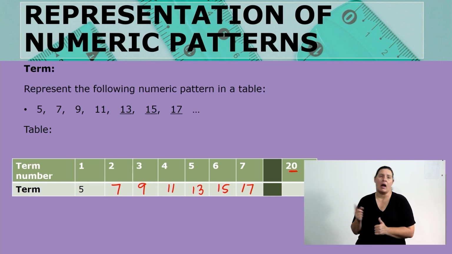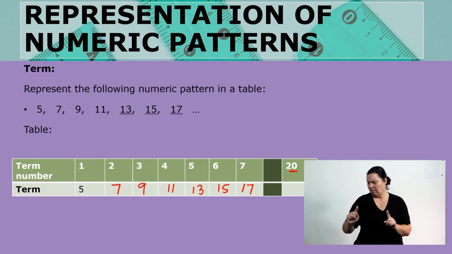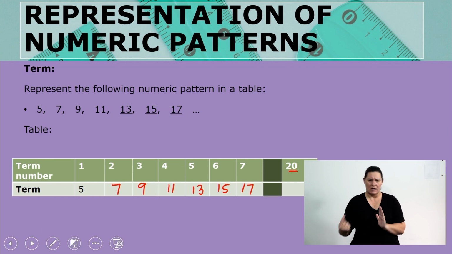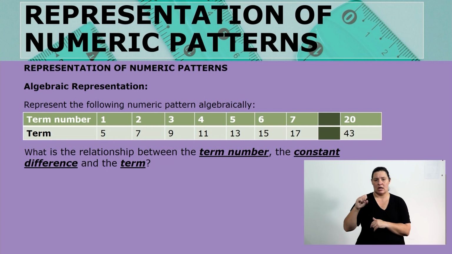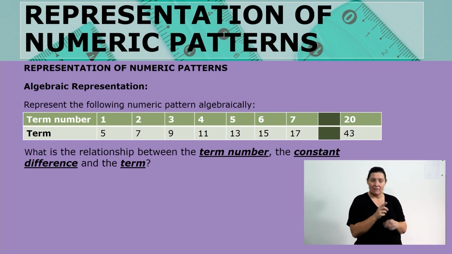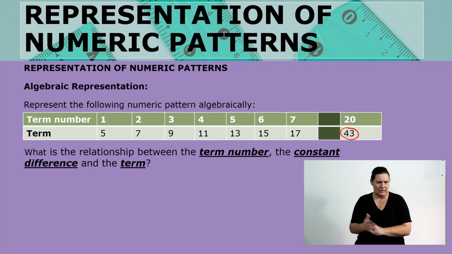We cannot go on counting until we get to the 20th term because we can see there's a very big gap between 7 and 20. This is why we need an algebraic representation. So here's the table as we filled it out. And we can see there that the answer for the 20th term is 43. But the question is, how did we find that 43?